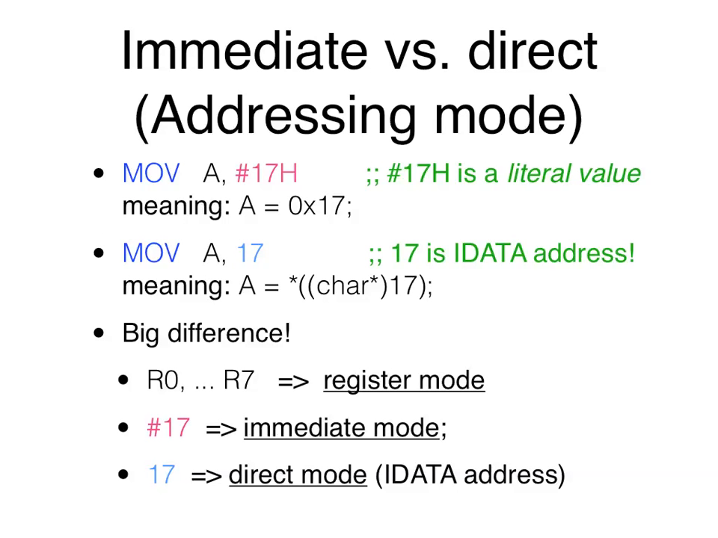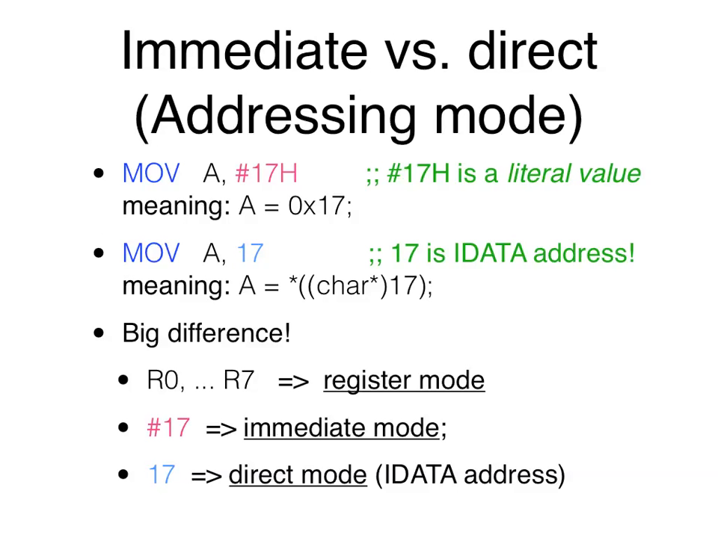Okay, so that's a big difference because one puts the value 17 into A, the other puts the value at location 17 into A. Okay, so just one little symbol difference can make a big difference. So be careful. I mean, the assembler will accept both, but the meaning is entirely different.